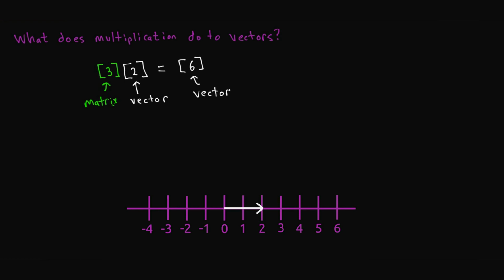At the bottom, we have the vector 2. We think of the matrix 3 as stretching the vector out so that it is now the vector 6. What else can multiplying by matrices do in one dimension? Well, since they're literally just numbers, they can do anything multiplying by numbers can. For example, instead of stretching out, we could compress the vector, or we could flip the vector to the opposite direction.